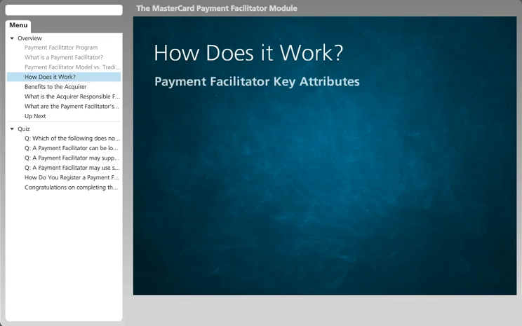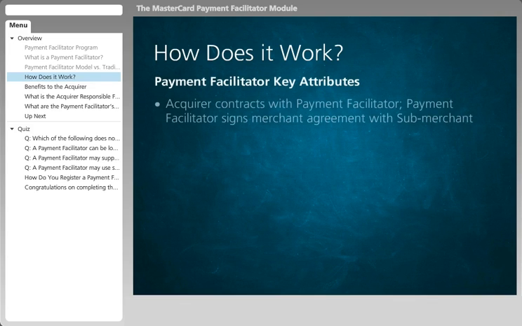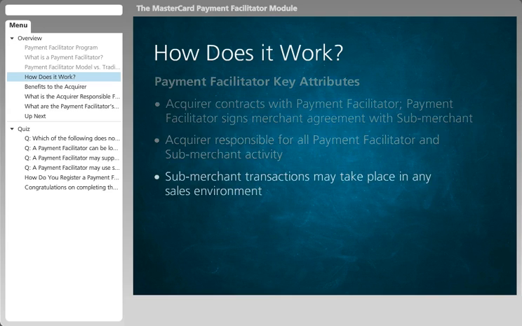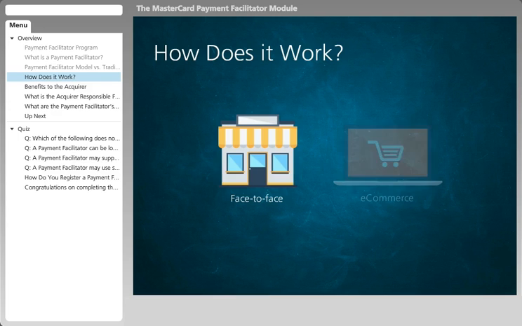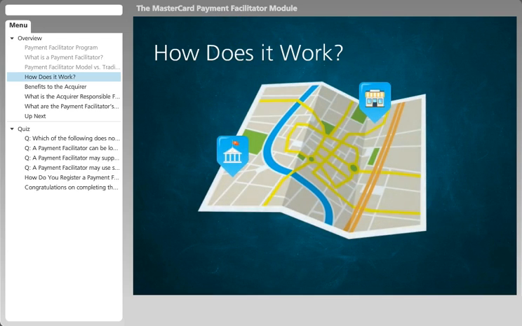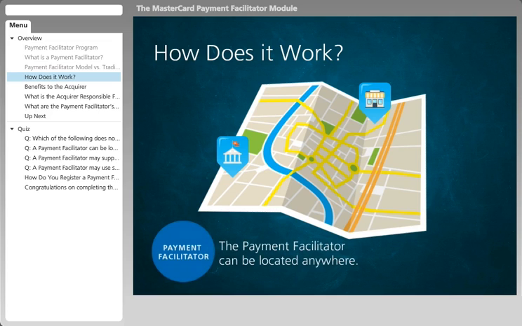The acquirer enters into an agreement with the payment facilitator. The payment facilitator then enters into a merchant agreement with each sub-merchant. The acquirer is entirely responsible for any payment due to sub-merchants. Sub-merchants can engage in face-to-face or e-commerce transactions, including mobile point of sale. The acquirer and sub-merchant must be located within the same area of use, while a payment facilitator can be located anywhere.